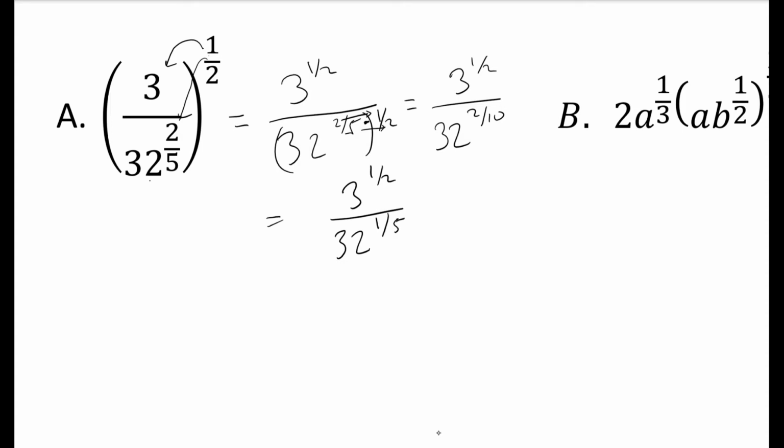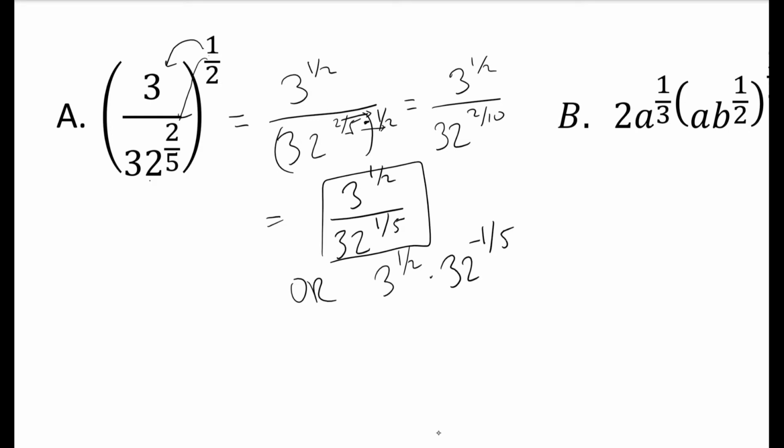Again, we can't do anything with those exponents because the bases don't match. However, we can leave it like this, or we could write it with the 32 on top, where we have 3 to the 1/2 power times 32 to the negative 1/5 power. We can write the 32 on top as long as we have a negative exponent because of the simple fact that we flipped the 32 up. So if you flip it up, you're going to make the exponent negative. So either one of those would suffice for the correct answer.